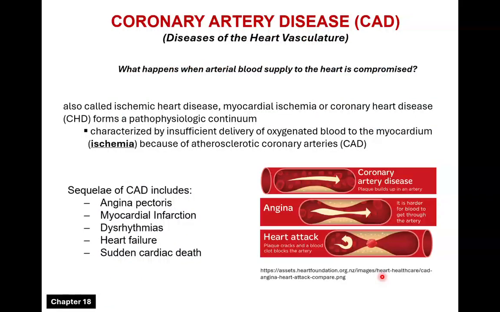So now that I've set the stage with heart failure, we're going to continue by looking at the four components that help the heart to do its job. We've got blood flow to the heart. We've got the valves that make sure blood flow goes in one direction. We've got the heart wall, and then we've got the intrinsic conduction system. So we're going to start with what is known as coronary artery disease, or CAD, which is really just the diseases of the heart vasculature.